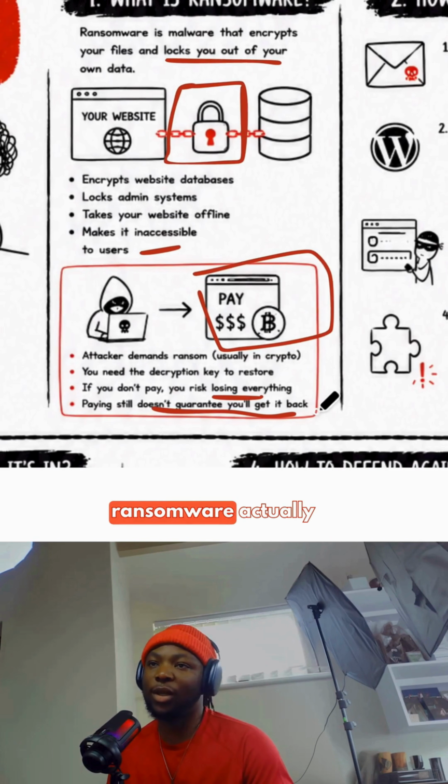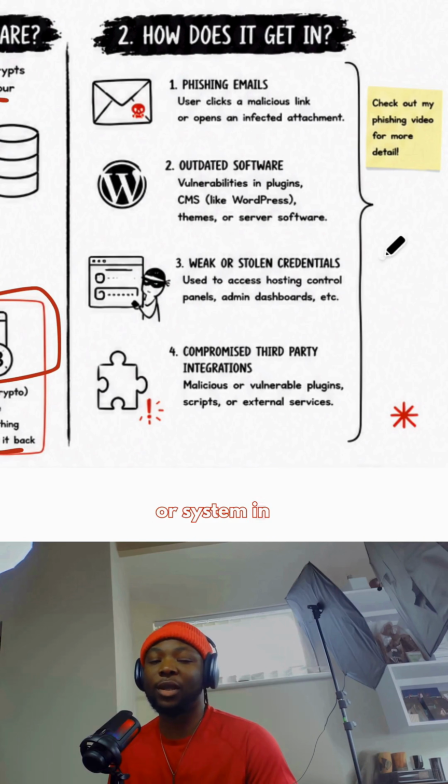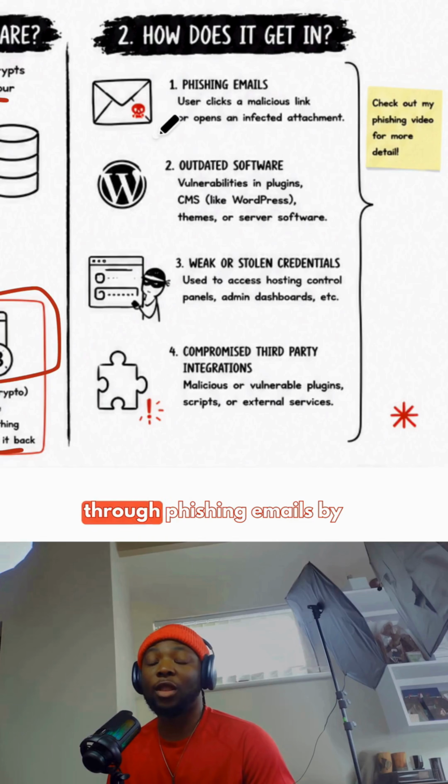Now, how does ransomware actually get into a website or a system in the first place? One of the most common entry points is through phishing emails.